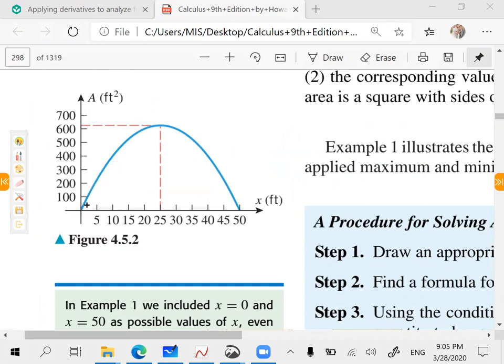Here at x equals 0, the area is 0. At x equals 50, the area is also 0. At x equals 25 is the vertex of the parabola, which is 625. Clear?